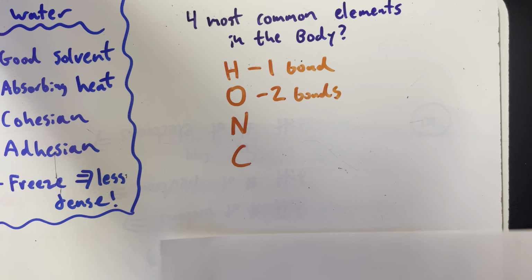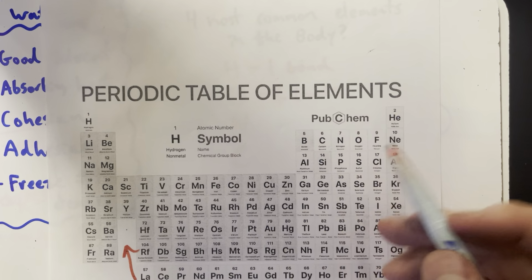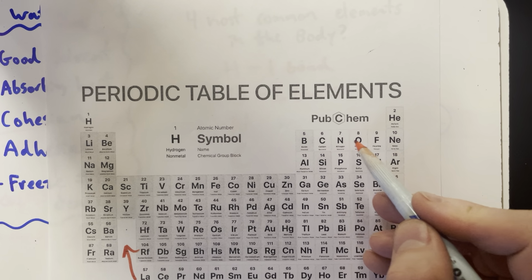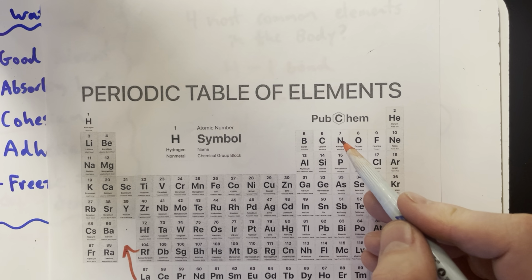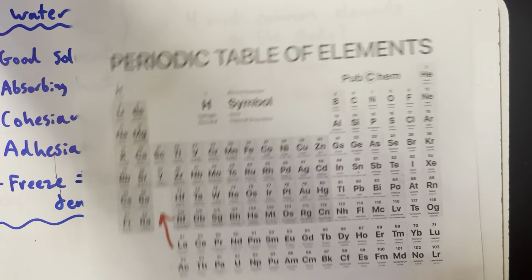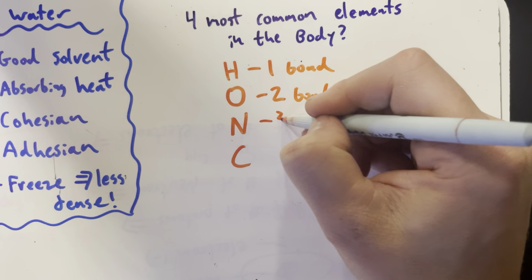In fact, that's its natural state, to have 2 bonds. How many bonds do you think nitrogen can make? 3. Because it has 5 electrons in its outer orbital. It's missing 3. It can make 3 bonds. How many does carbon make? 4.